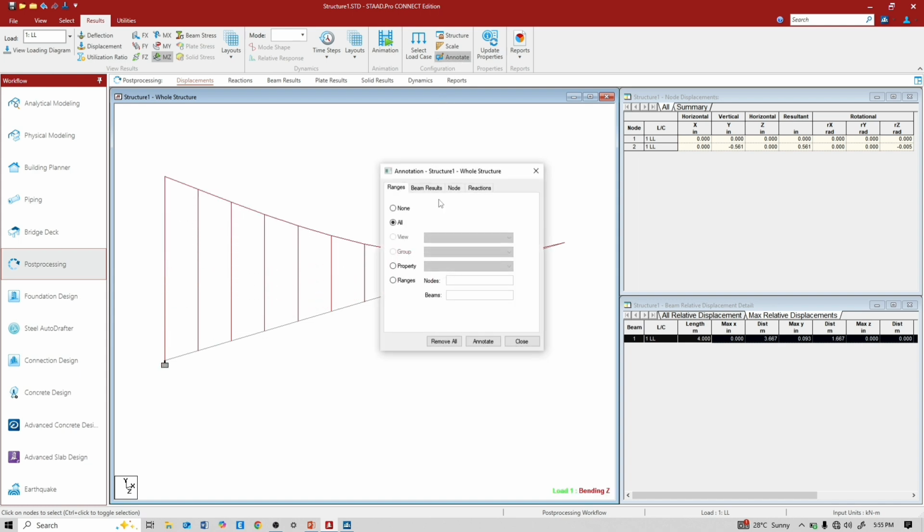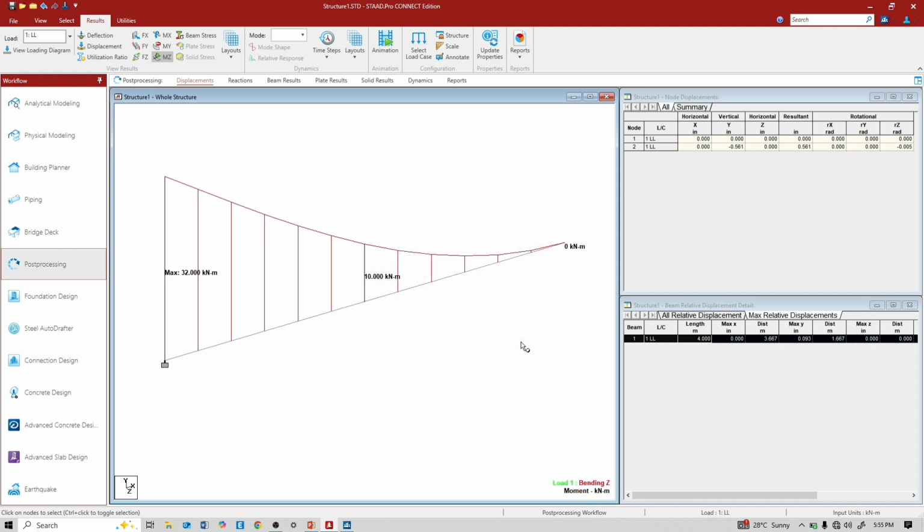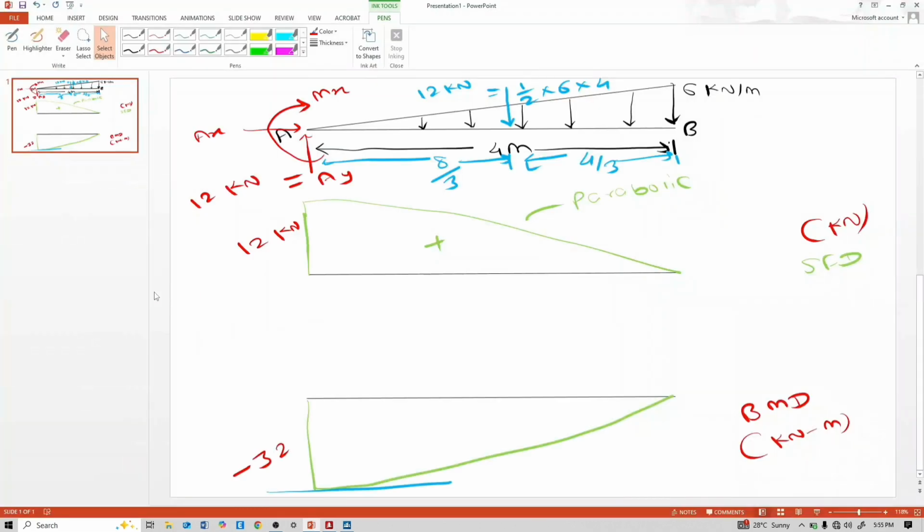See beam result, bending, maximum, midpoint, annotate. This is positive 32 in StatPro, that means hogging 32, and ours is also hogging 32, so it is correct.